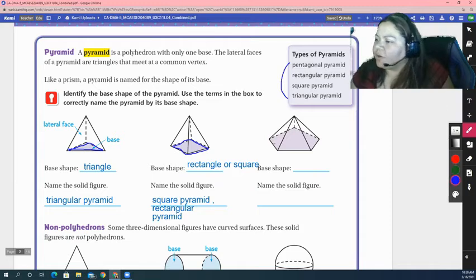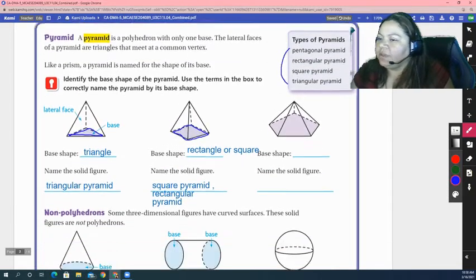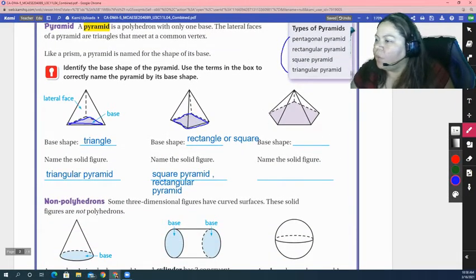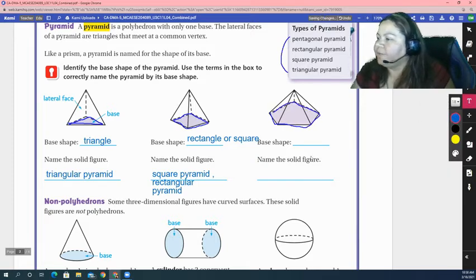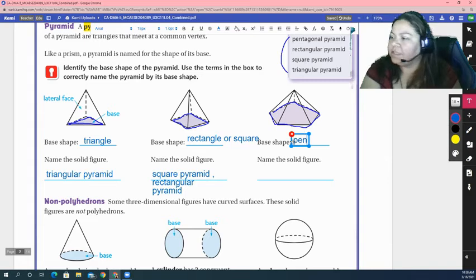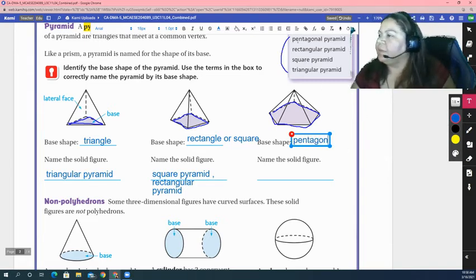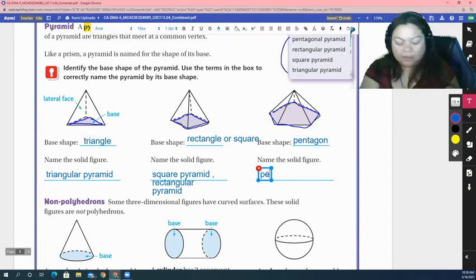Let's look at the last of these pyramids. We have one, two, three, four, five. Five sides. And a shape with five sides is a pentagon. So that means that this must be the pentagonal pyramid.